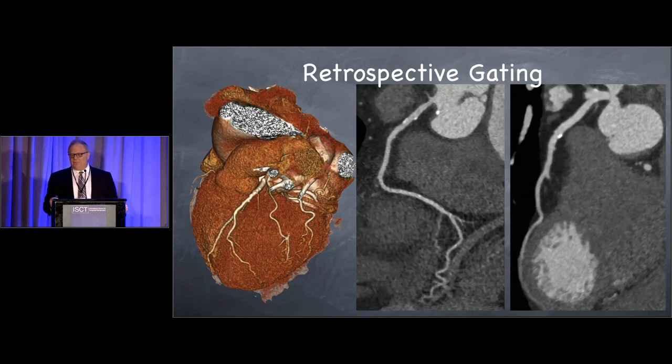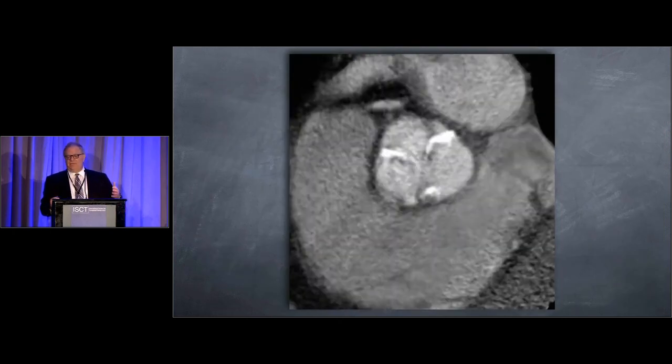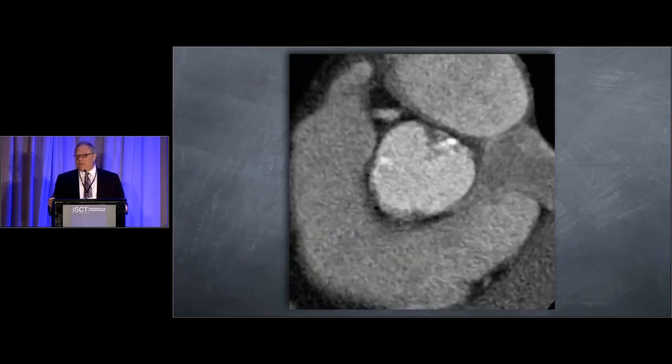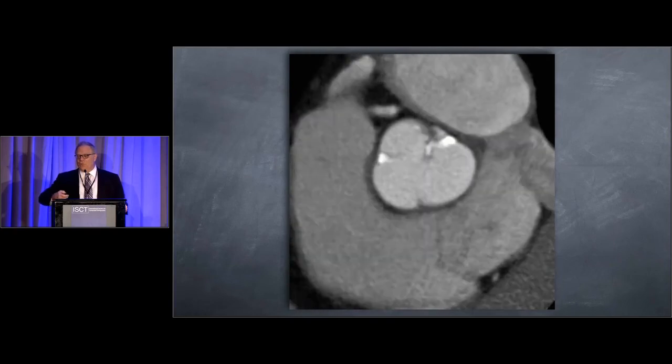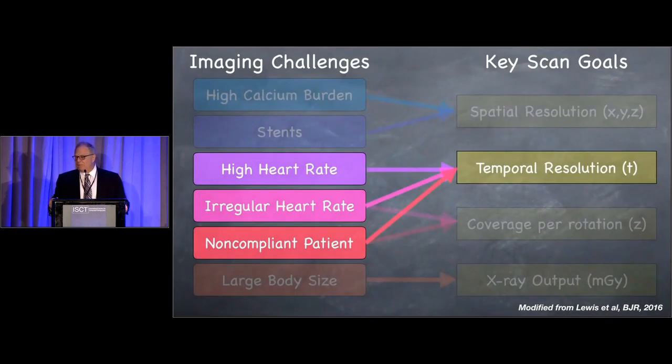And here's an example of a retrospectively gated scan, a very nice quality in this particular case, well registered, a favorable result. The other benefit with retrospective gating is that we can get dynamic information, here in this case of a stenotic aortic valve. You can see the noise coming in systole and then mitigating in diastole. Okay, so that's temporal resolution.